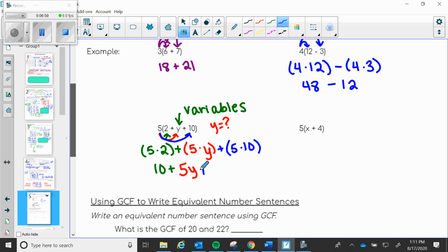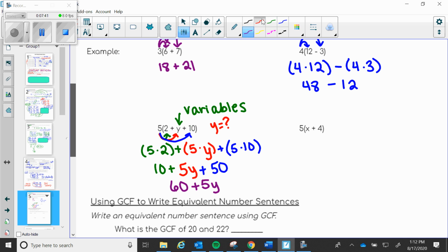And then just to keep on moving, our last one is 5 times 10, which would give us 50. And this is our number sentence. You could keep going and solve it a little bit to simplify. So I will actually do that. 10 plus 5y. We can't do that actually because 5y, again, we don't know what y equals. We have no idea. So you cannot combine 5y with anything. But we could combine 10 and 50. So 10 plus 50 would give us 60 plus, and then you just bring down that 5y. And that would be our number sentence.